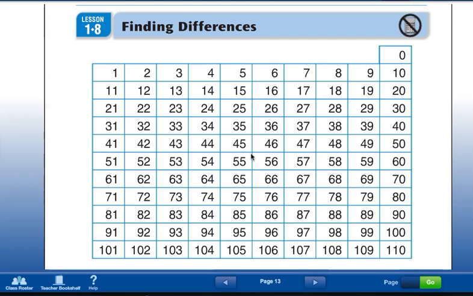Let's try another one. Let's find the number 83. Go ahead and find it. I'm just going to highlight it. And we're going to look for the number 33. Ends in a 3, so we're going to go up. All right. So how would you find the difference between 83 and 33?